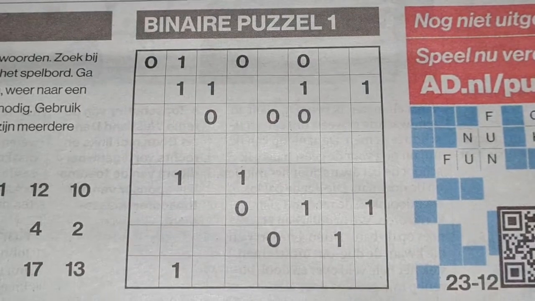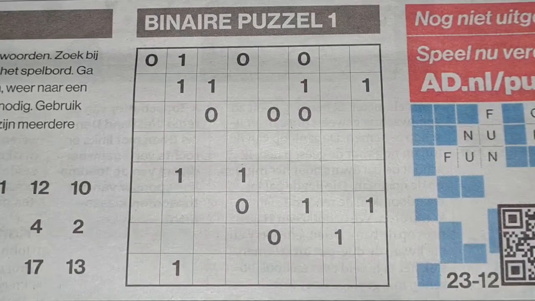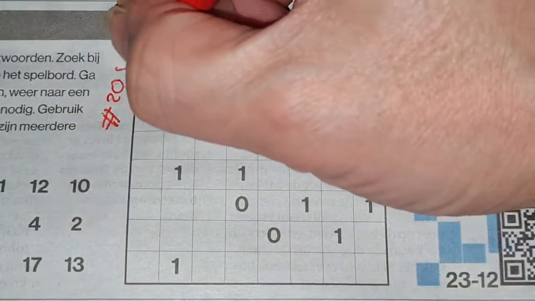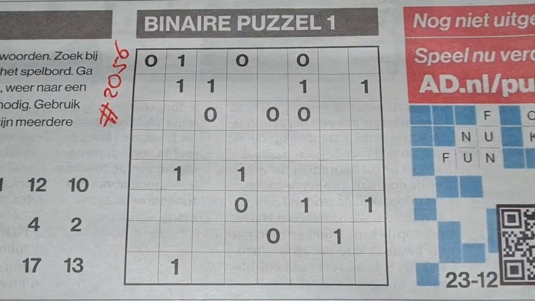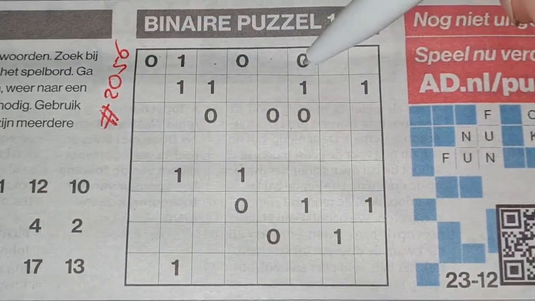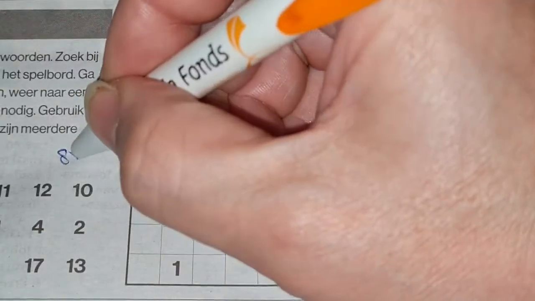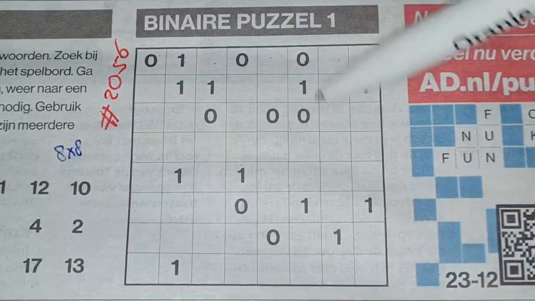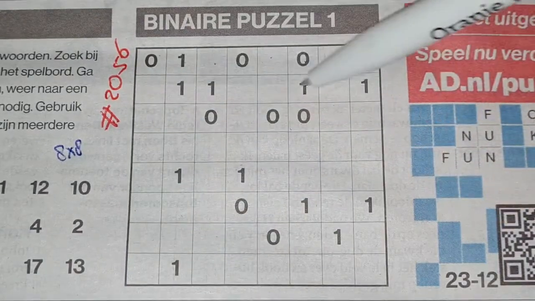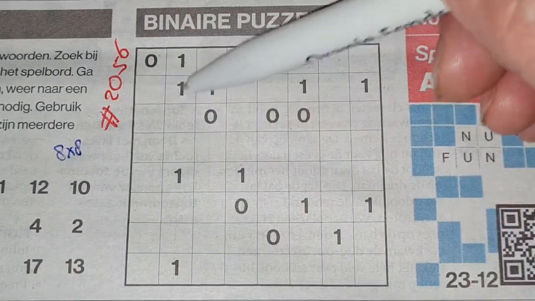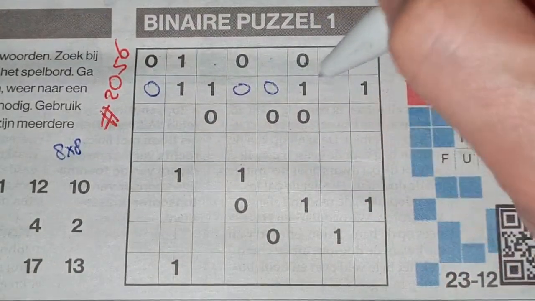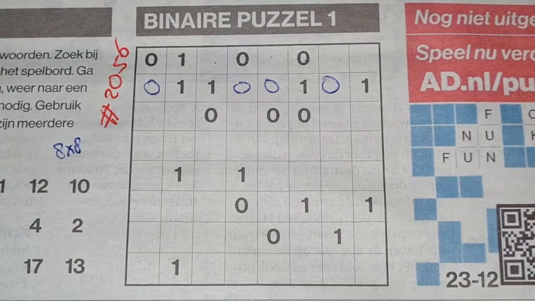Yes, a binary puzzle number 1, and this will be number 2056. All right, and what kind of binary puzzle is this one? 1, 2, 3, 4, 5, 6, 7, 8. It's an 8 by 8 binary puzzle. That means in a column or in a row, there are always 4 ones and 4 O's. Alright, so let's get started.